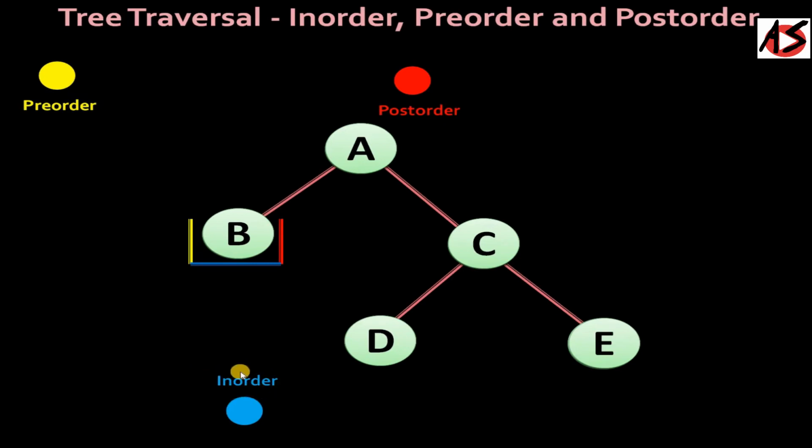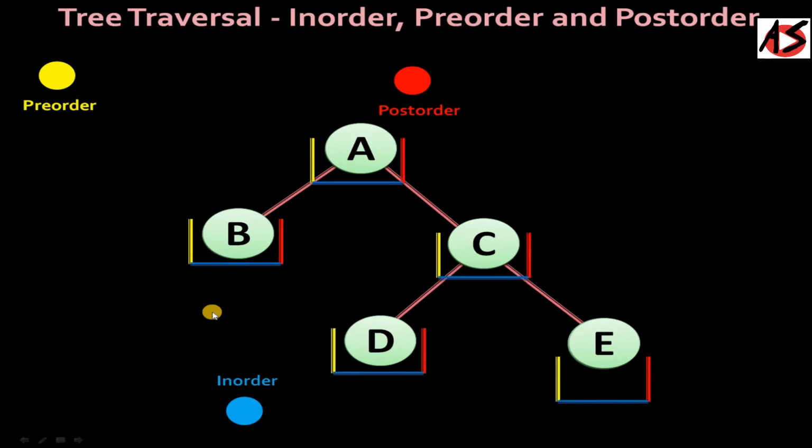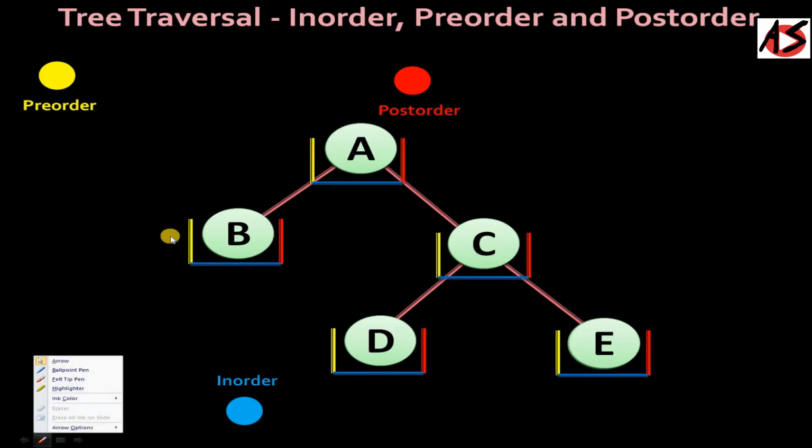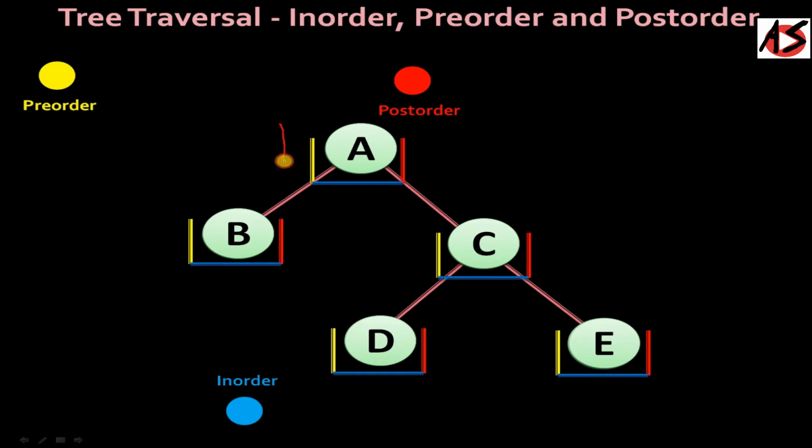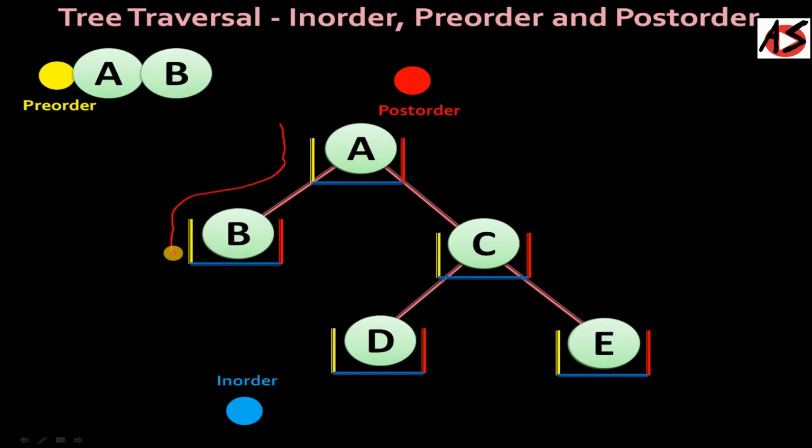So we will make a box around all the nodes. When we are starting from the left side of the root node, we are touching the lemon yellow color. So we have to copy the node A to the pre-order list. Then we'll move ahead. Again we are touching the yellow edge, so we have to copy B node to the pre-order list or lemon yellow list.